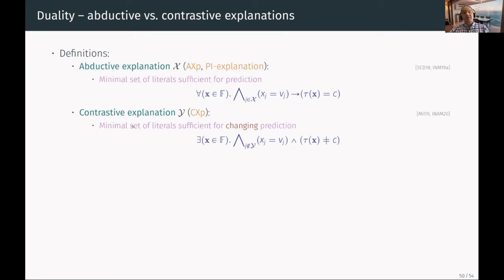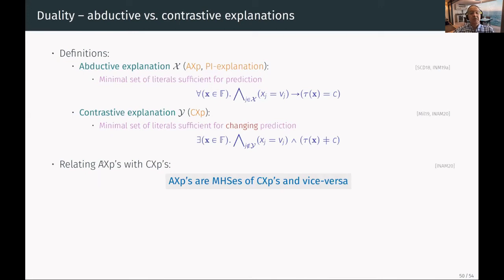Okay, a contrastive explanation is a minimal set of literals that is sufficient for changing the prediction. So there is a point in feature space which, if the features that I'm not allowing to change are kept fixed, and I'm allowing the other ones to take any value, I'm able to change the prediction. And people call these contrastive explanations or counterfactual explanations. And what we showed is that they can be related. There is a minimal hitting set duality between abductive and contrastive explanations. To the best of our knowledge, this was completely new when we came across the result.